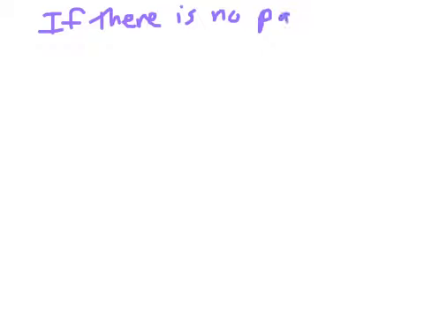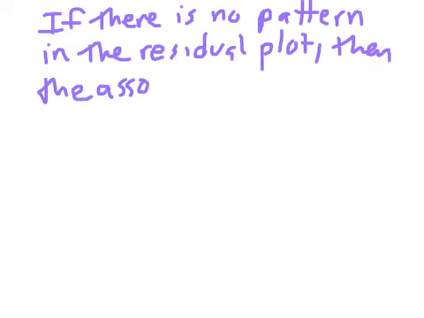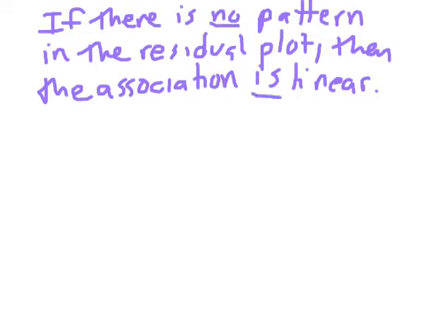Okay, let's write that down. If there is no pattern in the residual plot, then the association is linear. And we're writing those two ideas down because it's confusing, because if there's no pattern, it is linear. And the previous sentence was vice versa. A little bit tricky.